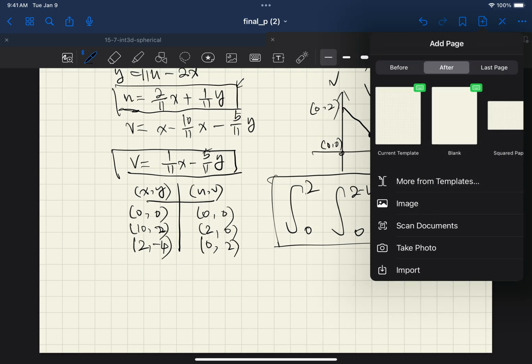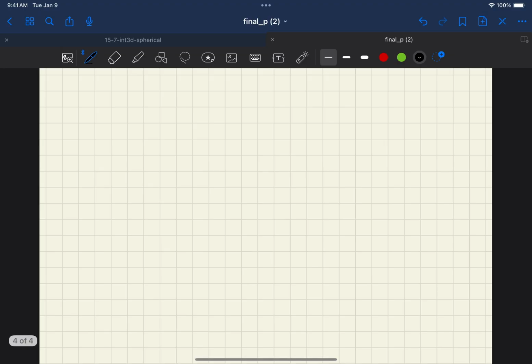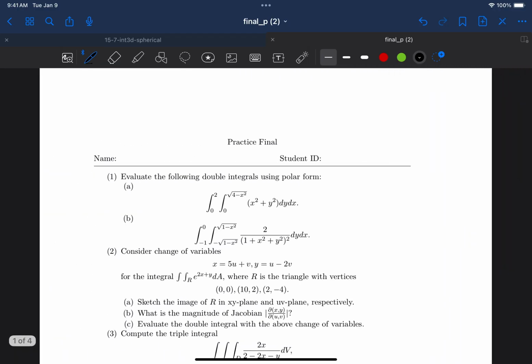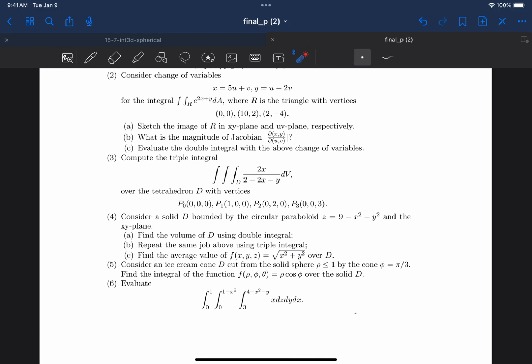All right, we're going to do the next problem. And the next problem is about a triple integral, but it involves a plane equation going through 3 points.